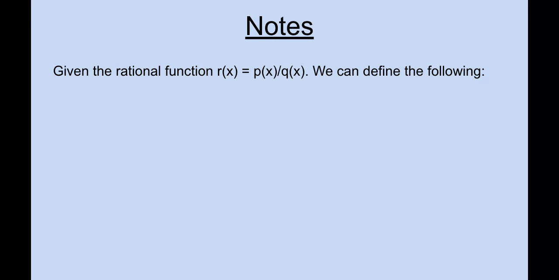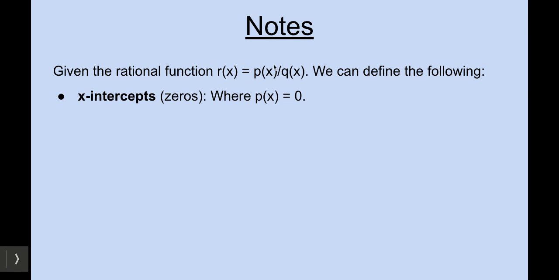We will have characteristics of rationals. Since they're just polynomials, we can define the following. If you want to find the x-intercepts, which are the zeros, all you have to do is set the numerator equal to 0. After this, I'll show you why that is. If we want to find the y-intercept, that's simply when x is 0. So I substitute in 0 for all the x's over here, and I find what that y value is.